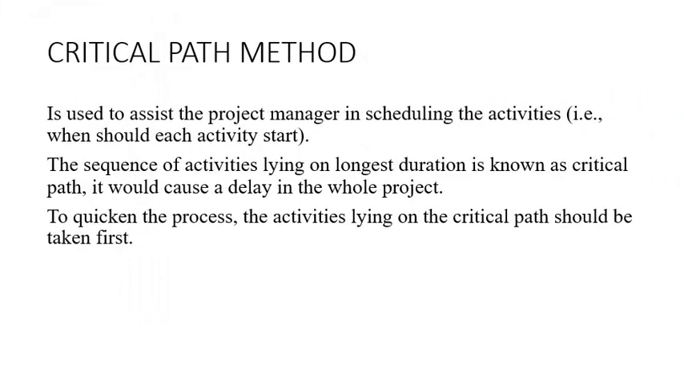So critical path method is used to assist the project manager in scheduling its activities, that is when they should start each activity. The sequence of activities lying on longest duration is known as critical path. It would cause a delay in the whole project. To quicken the process, the activities lying on the critical path should be taken first. So critical path is nothing but a sequence of activities which take the longest time to complete. And this particular sequence is likely to cause a delay in the entire project.